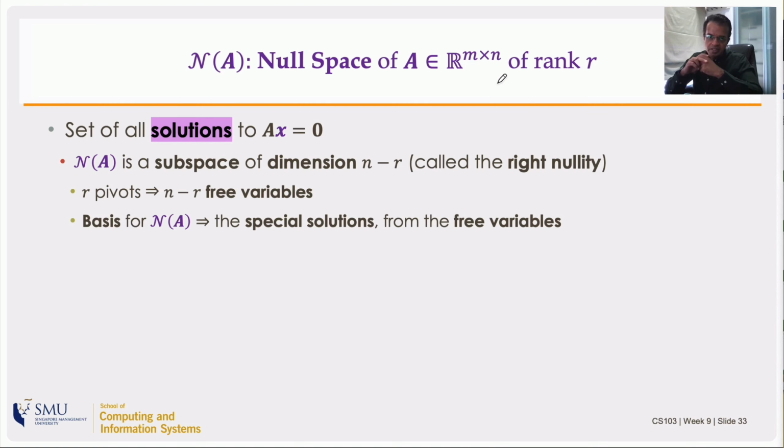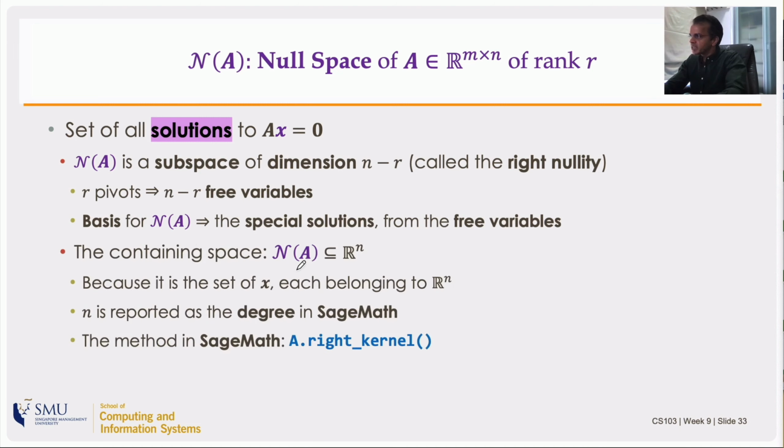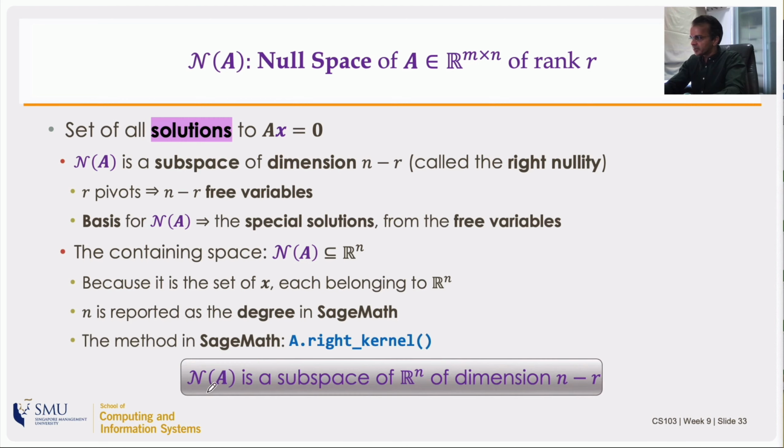So that will be the number of free variables, the columns that don't have pivots. And the basis is a bit hard to find because you have to actually find the solutions, what we call the special solutions. We'll see an example very soon. But the containing space is Rn because each vector x has n components. And so summarizing, null space is a subspace of Rn with dimension n minus r.